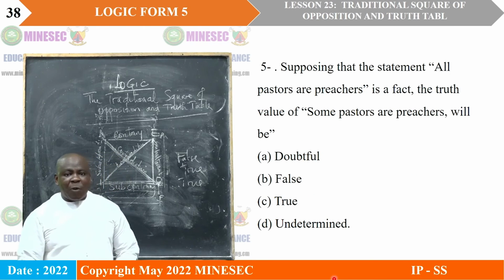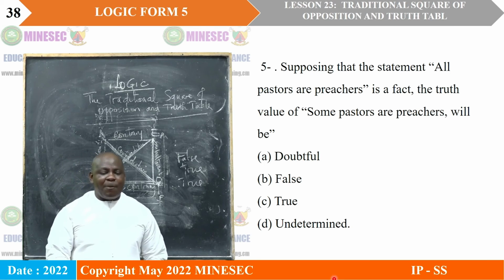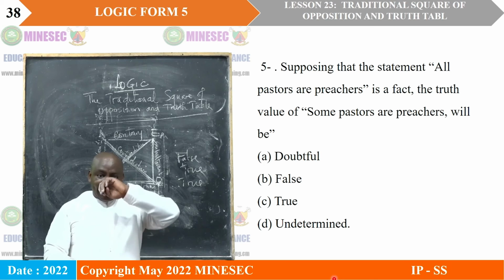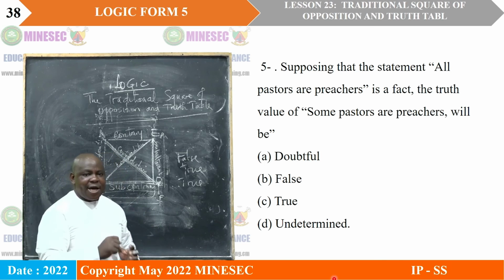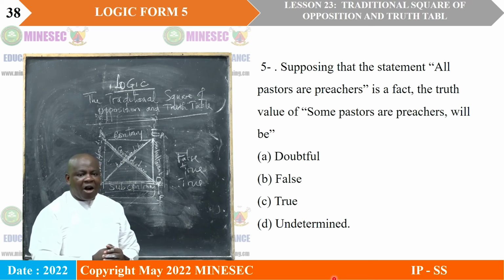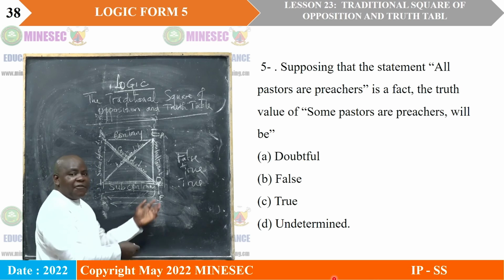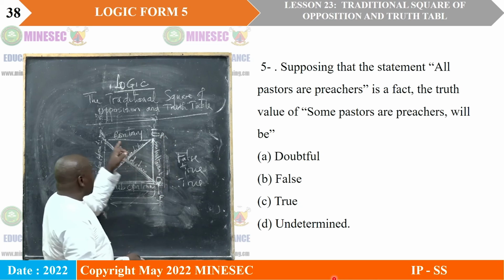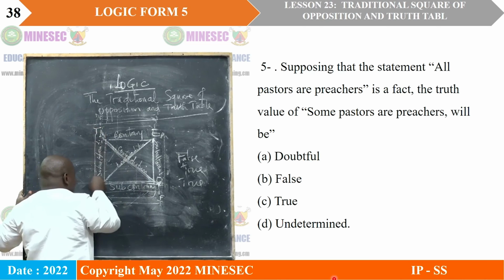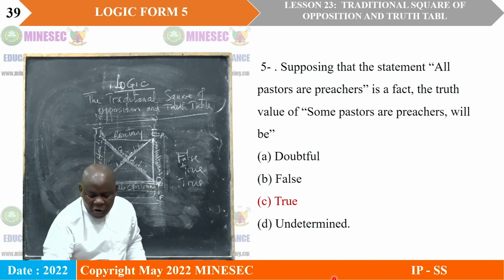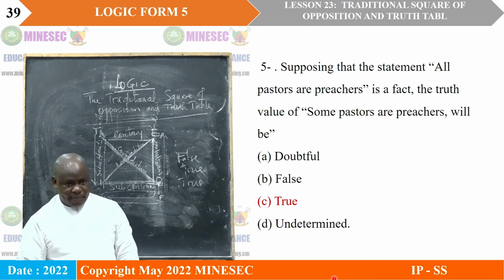Number five, supposing that all pastors are preachers is a fact. The truth value of some pastors are preachers will be, remember: A, doubtful, B, false, C, true, D, undetermined. Now, if A is a fact, what is I? It means if A is true, automatically I also will be true. So our correct answer there will be C.